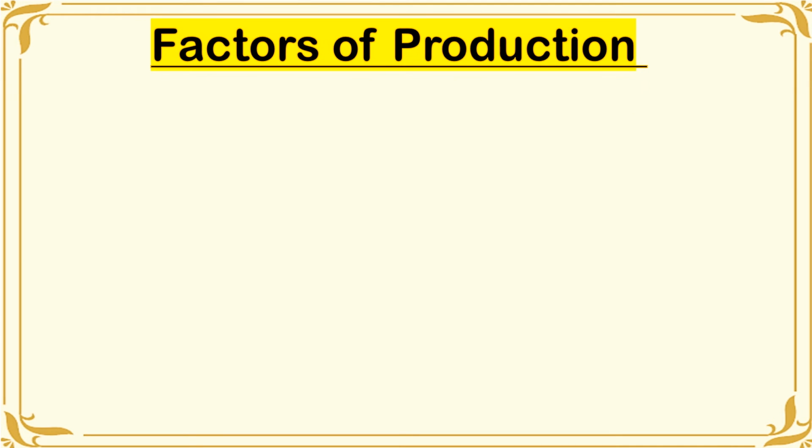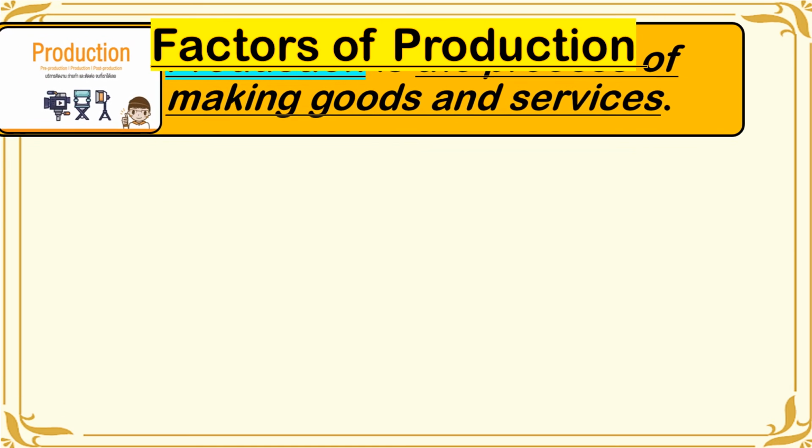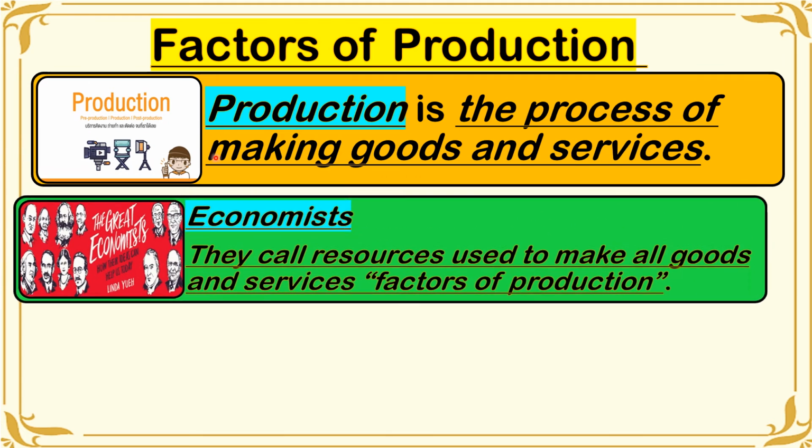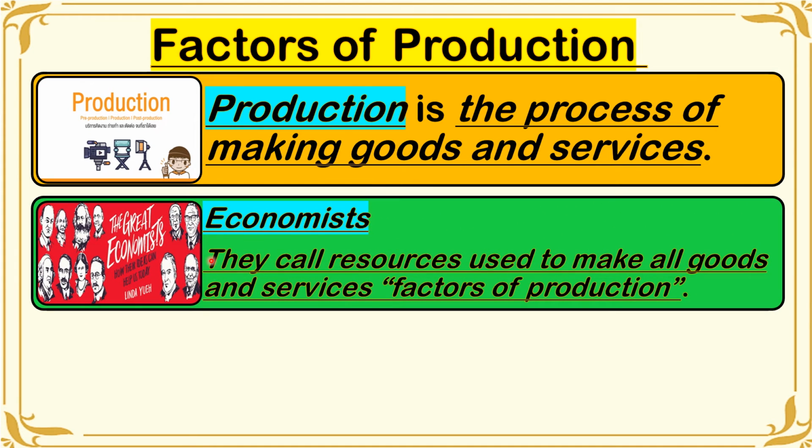Let us discuss factors of production. But first, let us define what production is. Production is the process of making goods and services. From the word production, it means to make. Economists call resources used to make all goods and services factors of production.